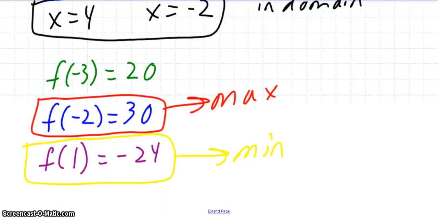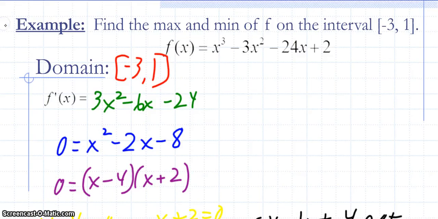Okay, so here you should get that (-2, 30) is the absolute max and (1, -24) is the absolute min. So how do we come up with that? Well, first we want to recognize, although this is a polynomial which has a domain of all real numbers, we are restricted to -3 to 1. So we are using the closed interval -3 to 1 as our domain.